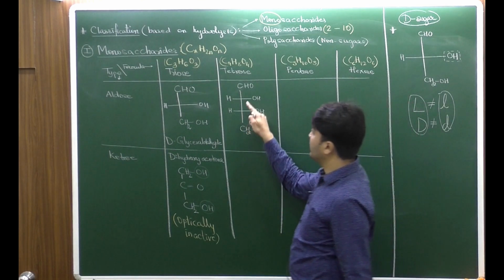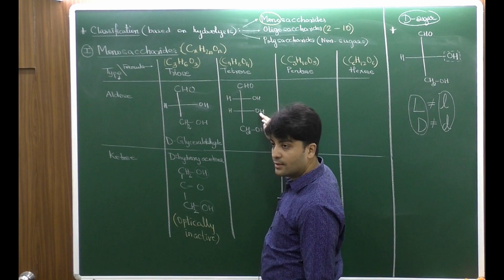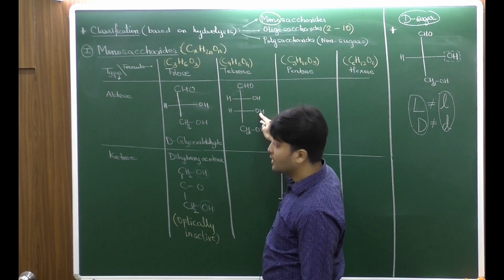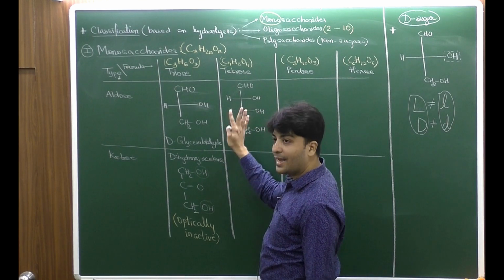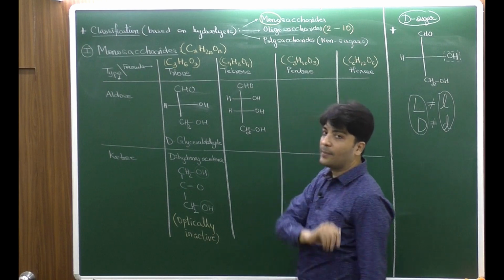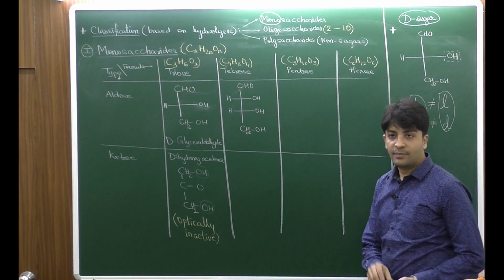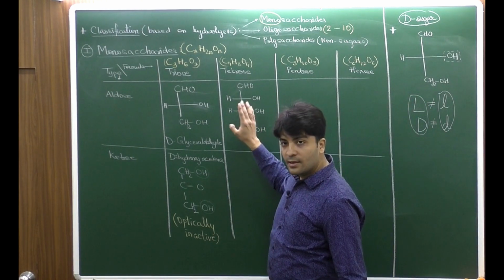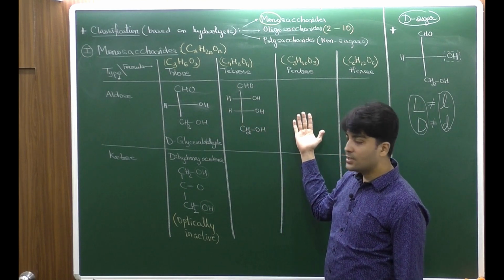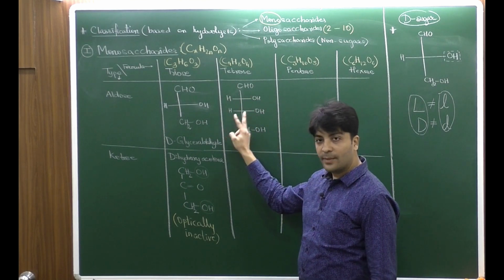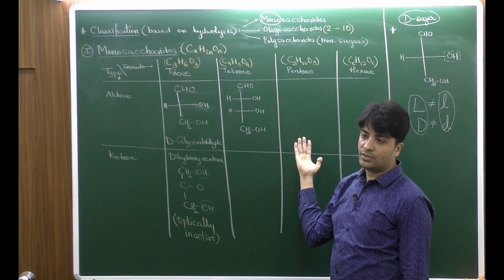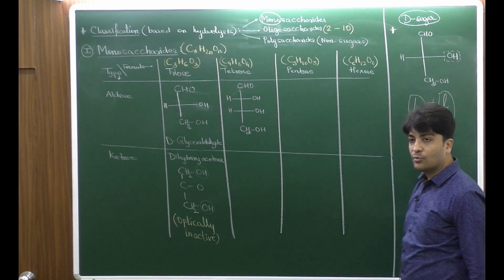So एक जिसमें the OH are on the right, second would be its mirror image, third would be switch one and its mirror image. ऐसे होंगे आपके 4 optical isomers. एक बार फिर से, this is first, second would be its mirror image, third would be switch one of them and take the mirror image. That will be 4 optical isomers.